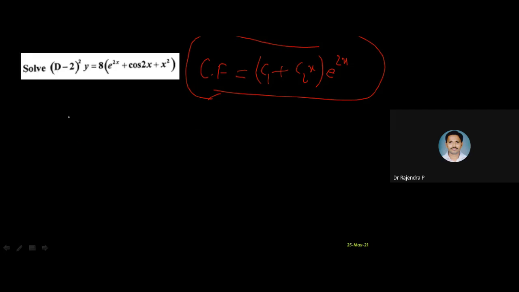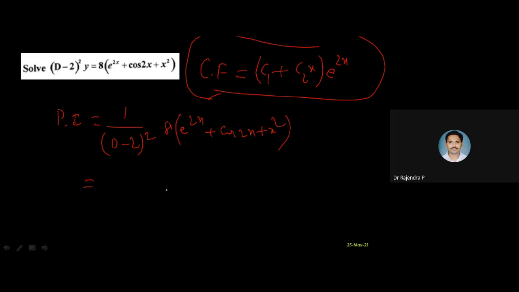Now, I have to find the particular integral. As you know, PI is equal to 1 by f of D, meaning 1 by (D minus 2) whole square. I can write it up. Okay. And of course, we can take this as 8 times e power 2x plus cos 2x plus x square. Can you do this, everyone?